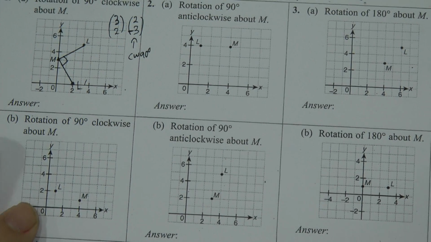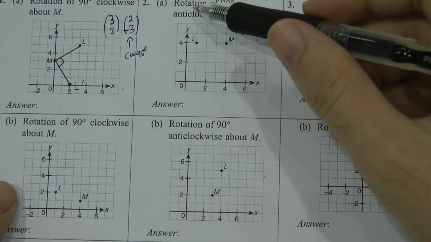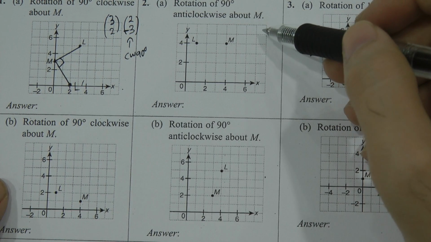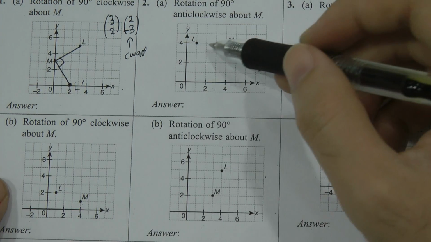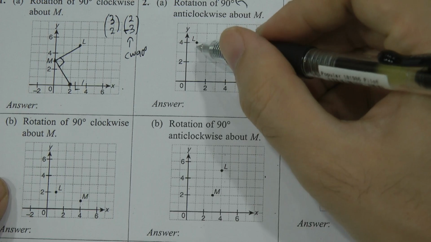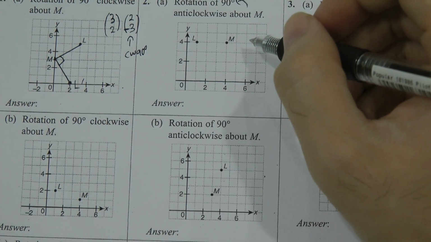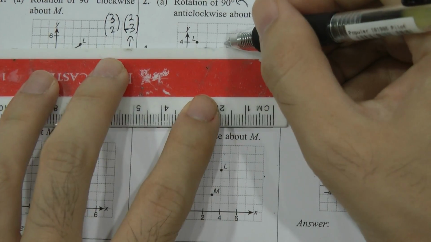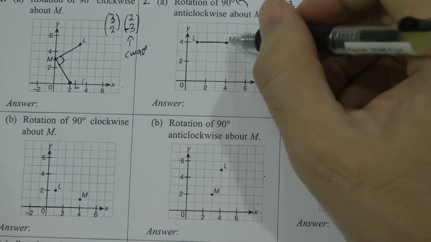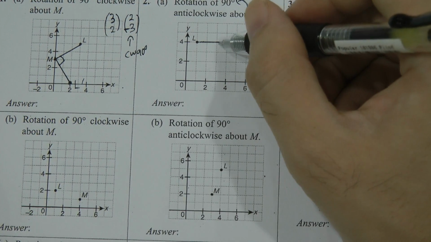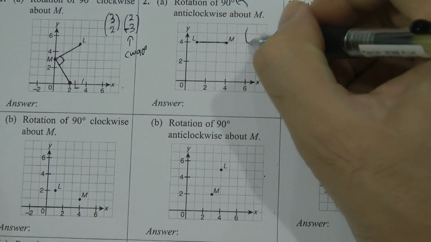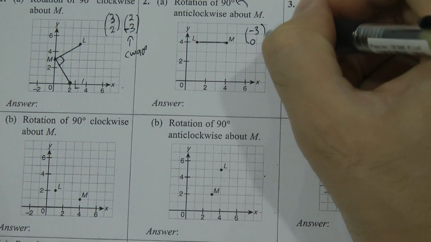Okay, let's see. For this one, rotate 90-degree anti-clockwise about the center M. Clockwise is this direction, anti-clockwise is this direction. So that means anti-clockwise we're going to move over here. So I just connect them. This one is calculated from the center point. The translation will be -3 because I move 3 units to the left-hand side. So this one is -3, 0.